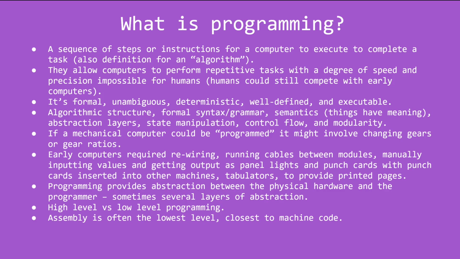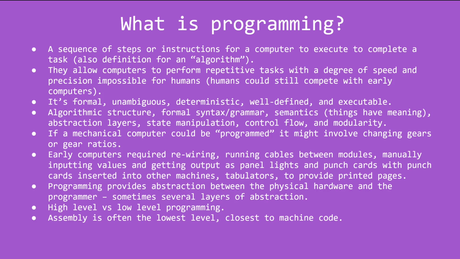It's formal, in that there's a formal structure, a formal way of writing a program. It's unambiguous. Each instruction does a specific thing. It's deterministic. Everything it does is predictable with zero chance of randomness. Well defined. There's usually clear documentation of every facet, how it works and how to use it. Lastly, executable, in that the instructions can actually be executed in the implementation.